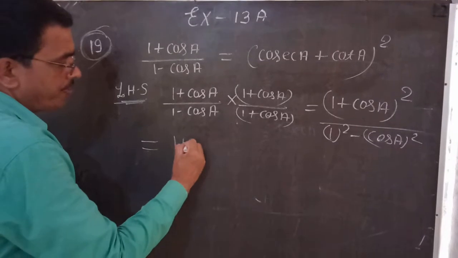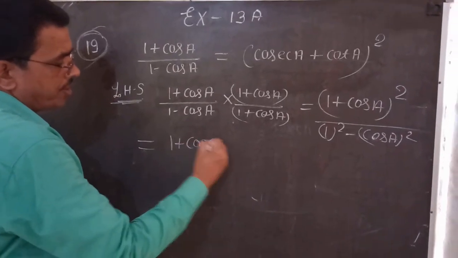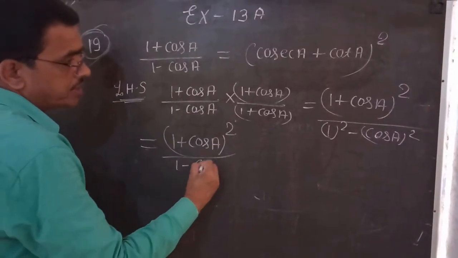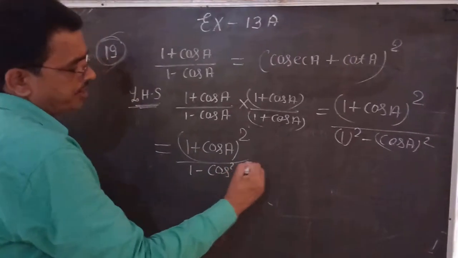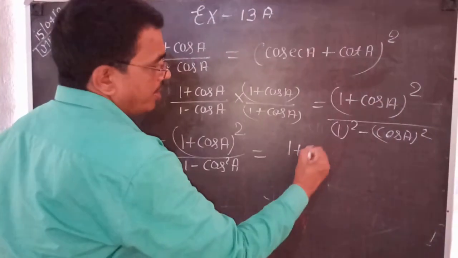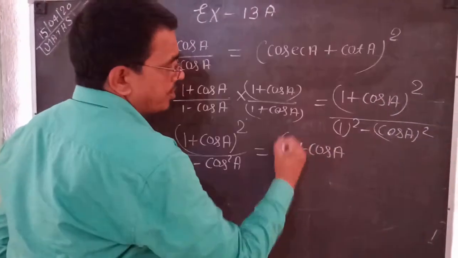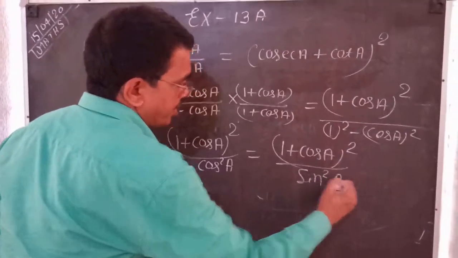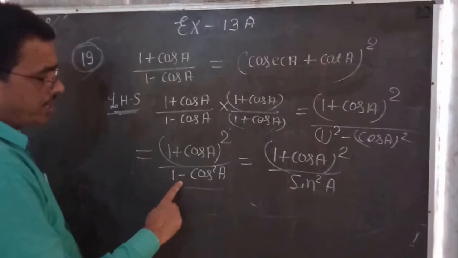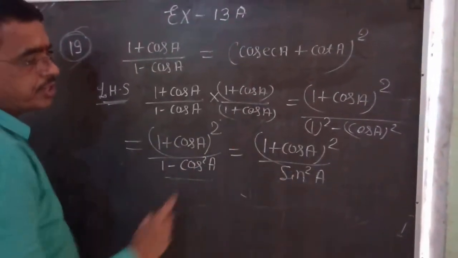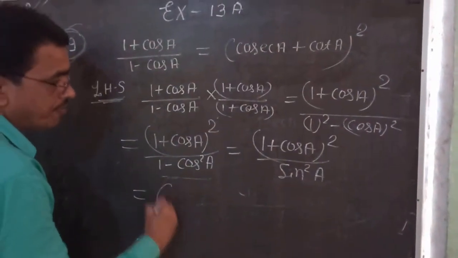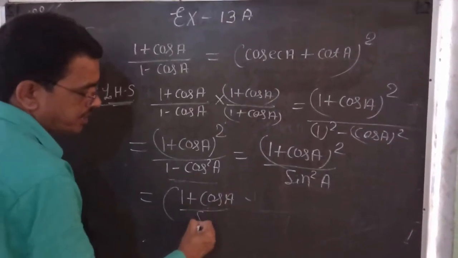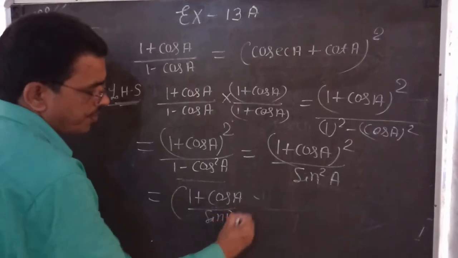Here is 1 plus cos A whole square, and it is 1 minus cos square A. Next step, it is 1 plus cos A whole square, and it is sin square A, because the first identity is 1 minus cos square is equal to sin square A. Last step, this is 1 plus cos A by sin A whole square.